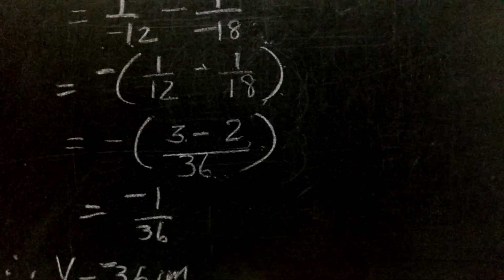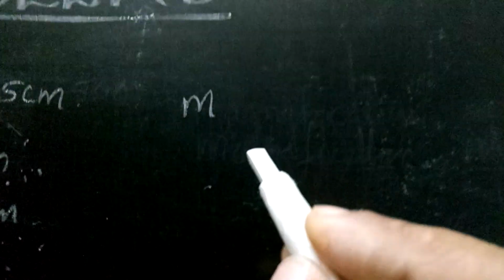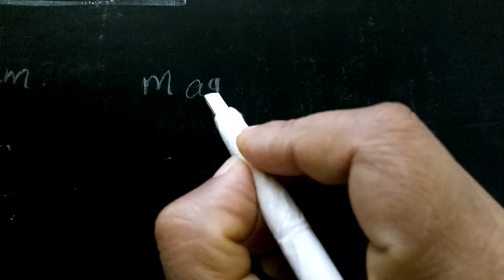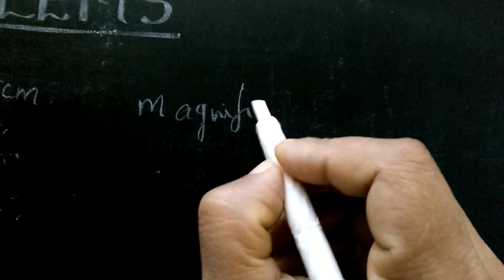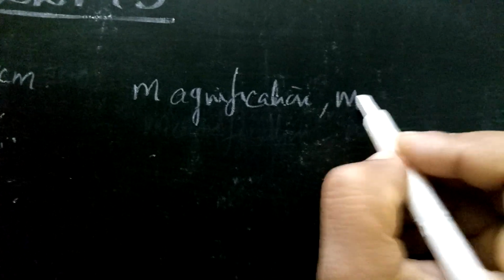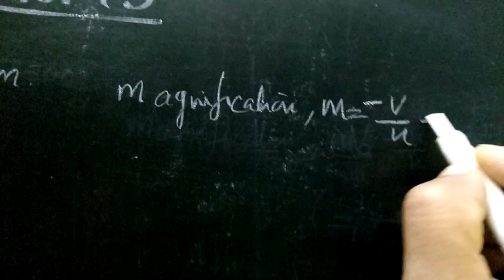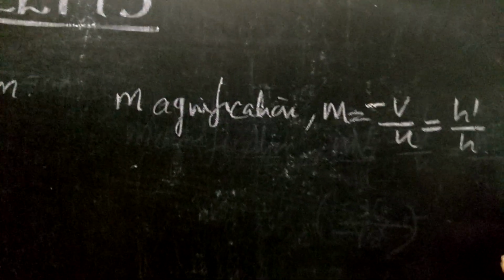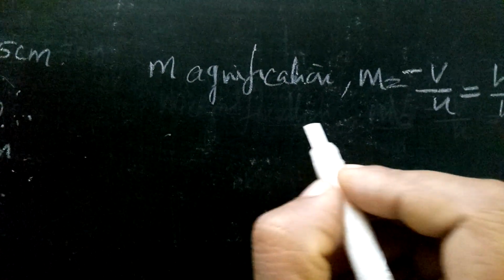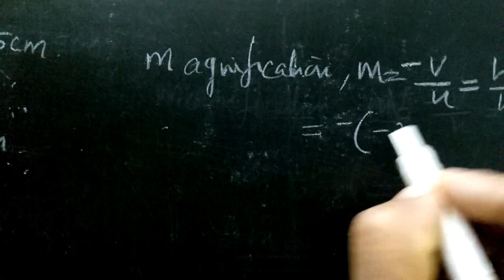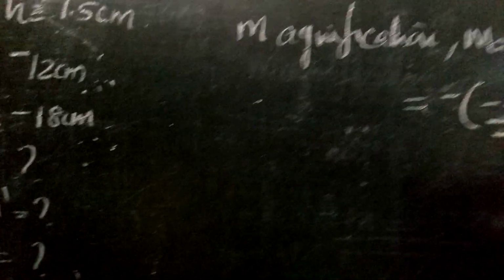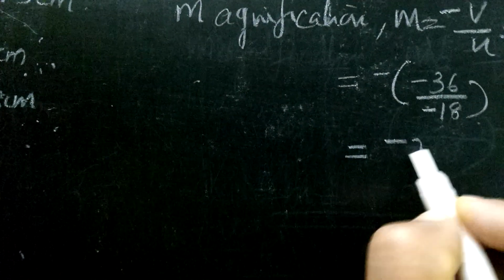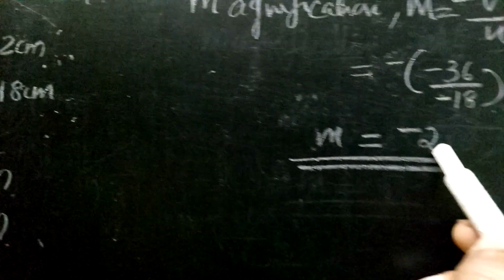Now we should find magnification. To get the height of the image, we should find magnification. Magnification M is equal to negative v by u, that is equal to h dash by h. So that is equal to negative of negative 36 divided by object distance negative 18. So you will get negative 2, and that is the magnification. So the image is real and inverted, 2 times enlarged.